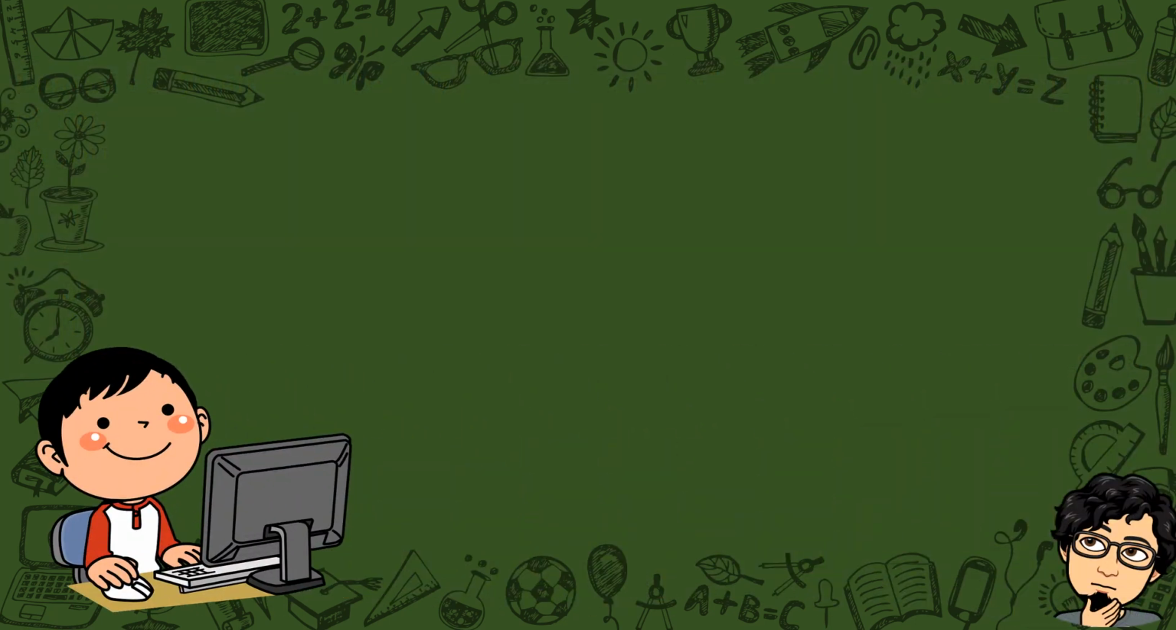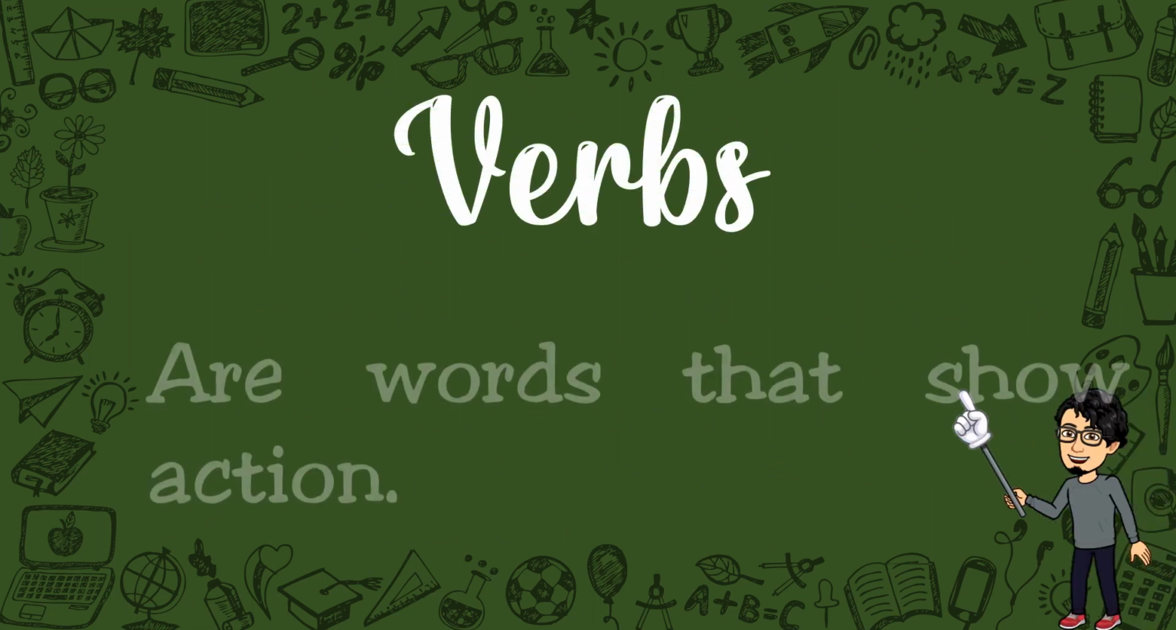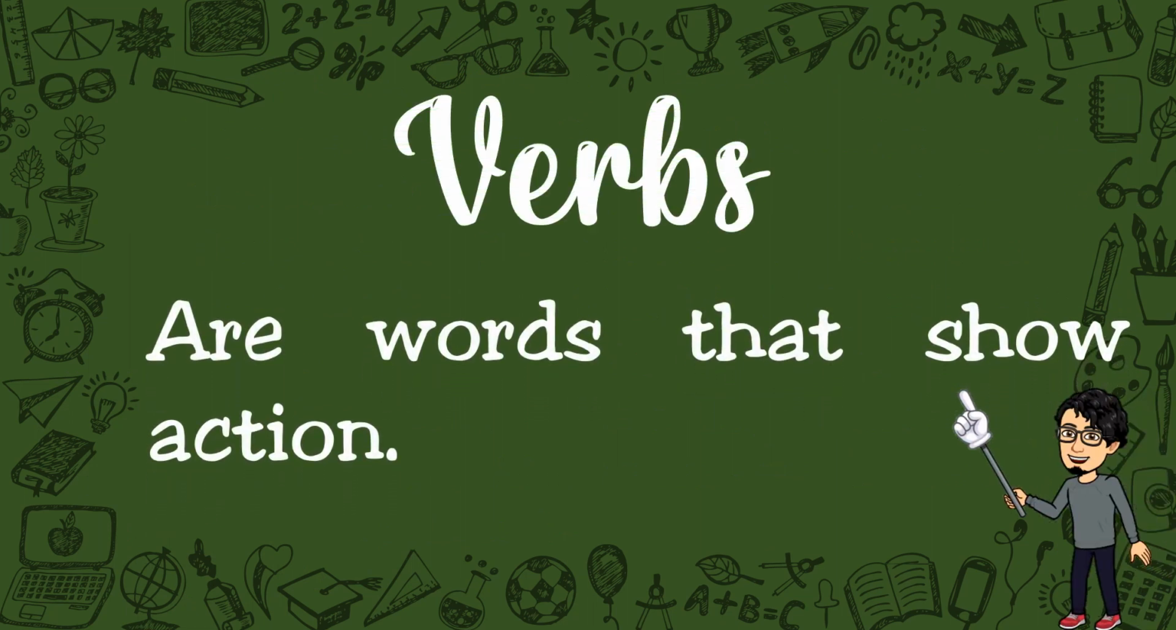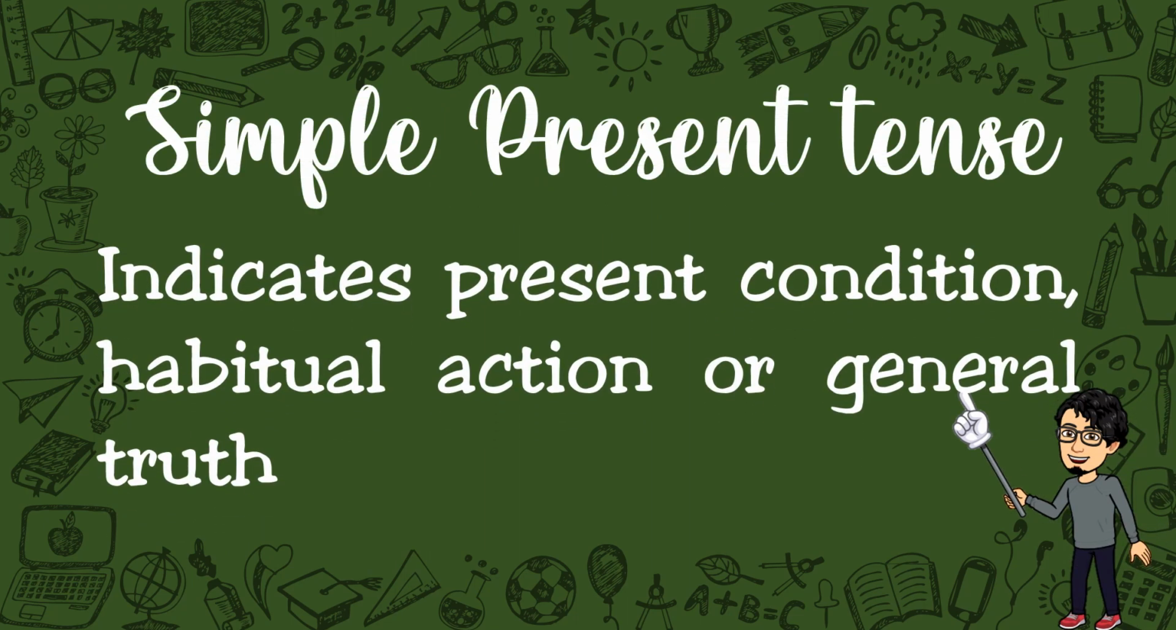Let us go back to the selection that we have read earlier. Have you noticed the highlighted words? These words express actions. These are called verbs. Verbs are words that show action. Simple present tense indicates present condition, habitual action, or general truth.